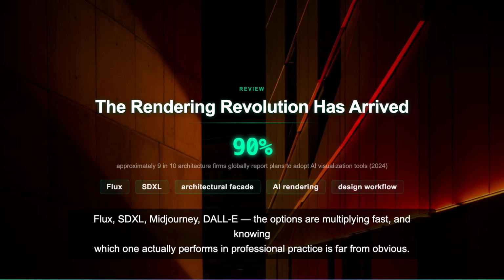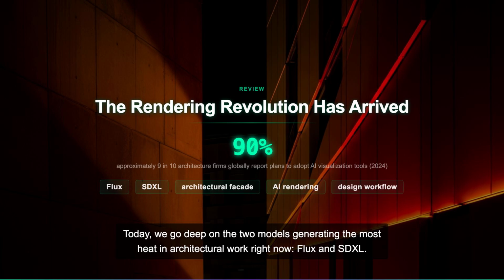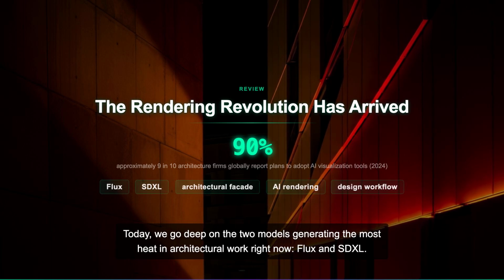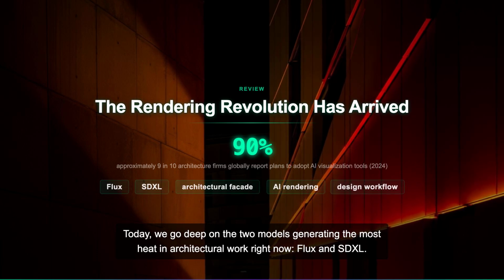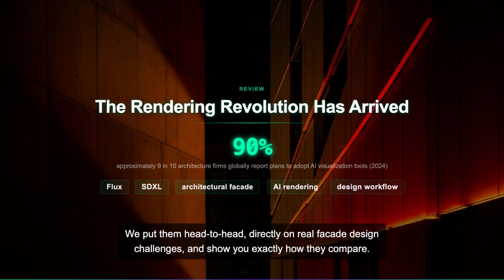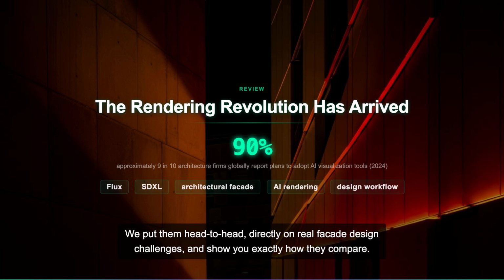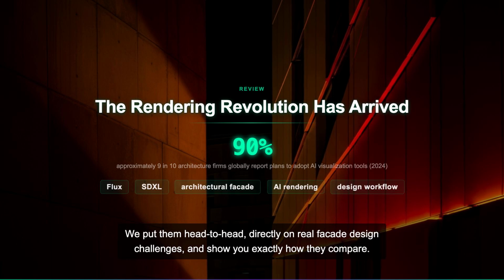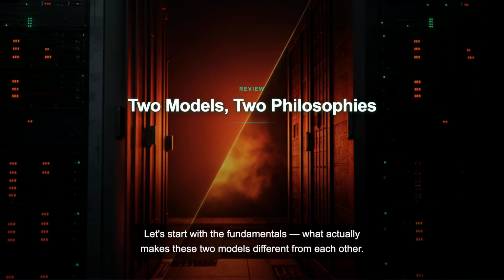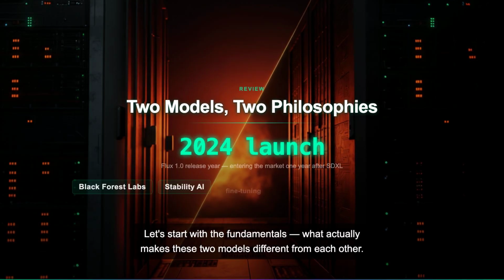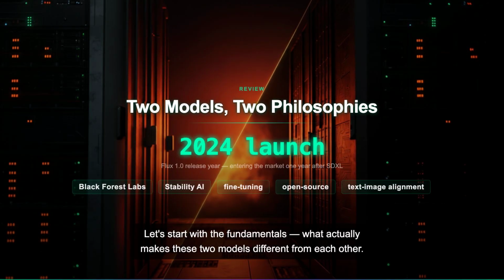from obvious. Today, we go deep on the two models generating the most heat in architectural work right now, Flux and SDXL. We put them head-to-head, directly on real facade design challenges, and show you exactly how they compare. Let's start with the fundamentals. What actually makes these two models different from each other?